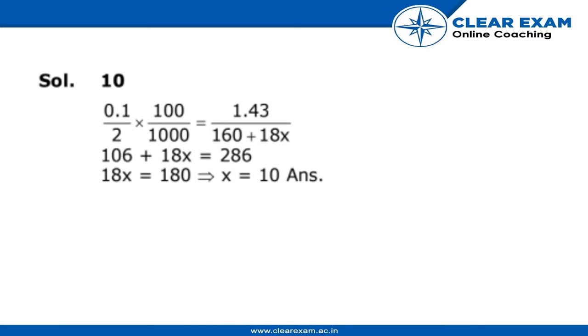So normality is given by the formula N is equal to number of gram equivalents into 1000 upon volume. Here we'll solve it. So 0.1 by 2 into 100 upon 1000 is equal to 1.43 upon 160 plus 18x. So we will put this 160 plus 18x on the left hand side, and on the right hand side we'll get 286. After solving this, 18x is equal to 180, we'll get the answer as 10.